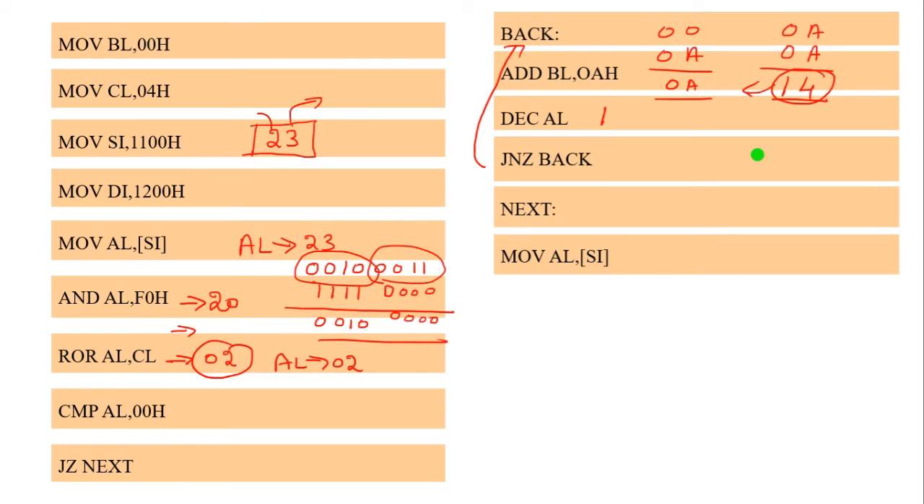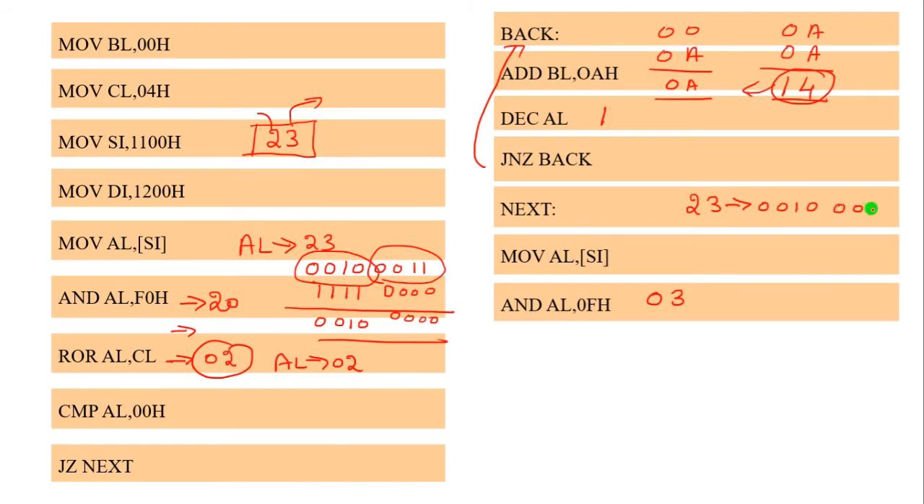MOV AL, SI: load the BCD data into AL. Next we perform the masking of the data. After this masking, the value becomes 03. How do we get 03? 23 is 0010 0011. The 0F means 0 0 0 0 1 1 1 1. After the AND operation, the result value becomes 0 0 0 0 0 0 1 1, that is 03.